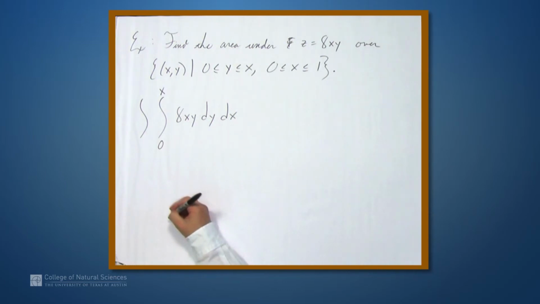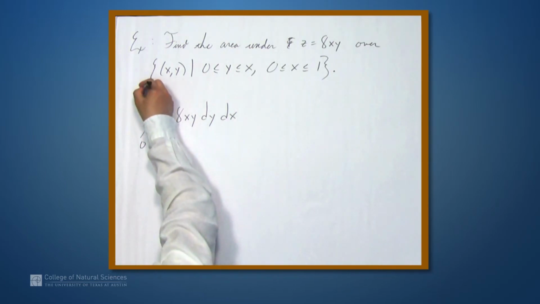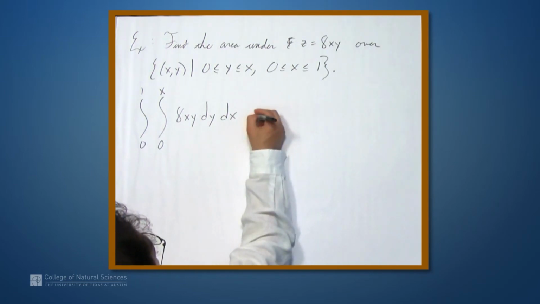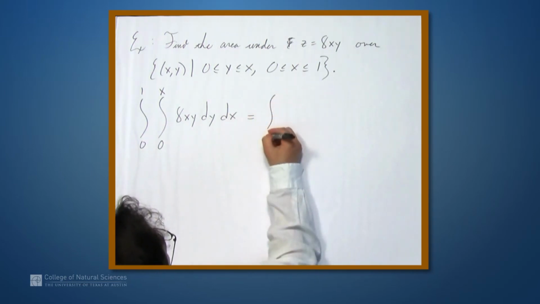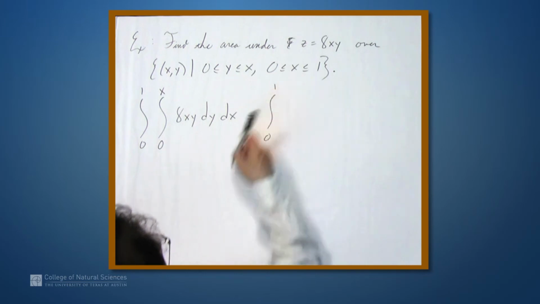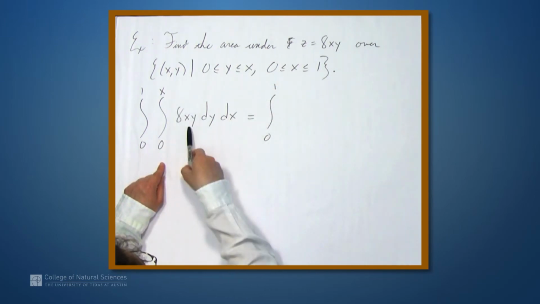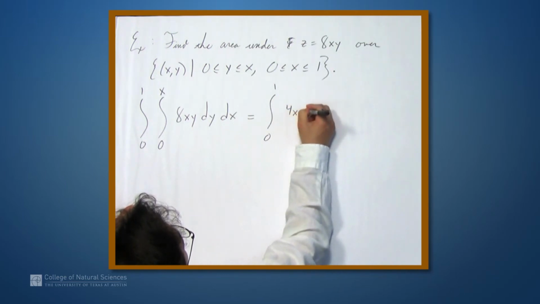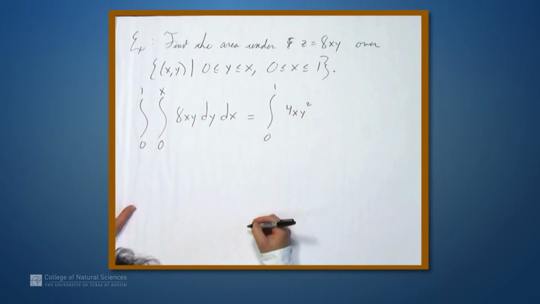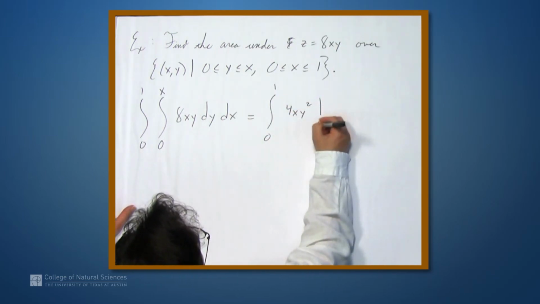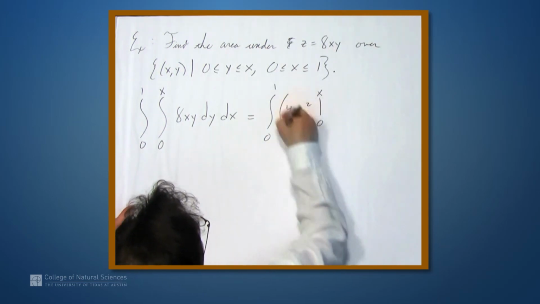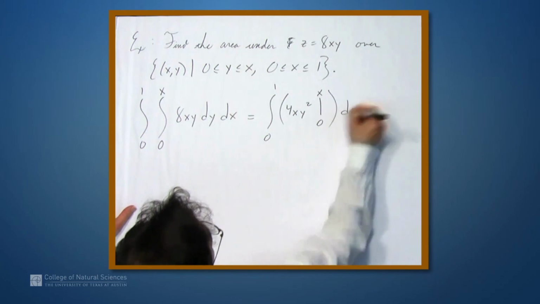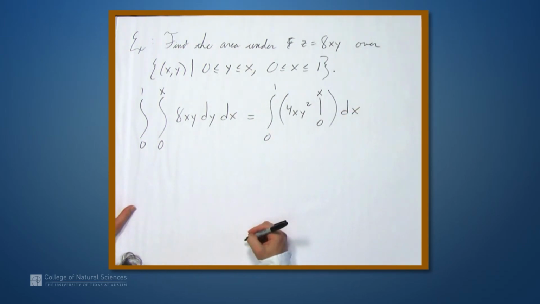And then we integrate with respect to x. X is going from 0 to 1. And we evaluate this the same way we evaluated the previous example. So we antidifferentiate this with respect to y. So we get 4xy squared. And then we evaluate this from 0 to x. This entire thing is the integrand of this integral with respect to x.